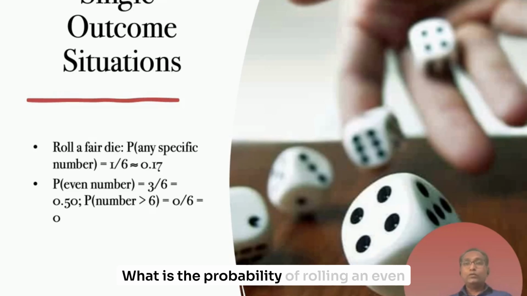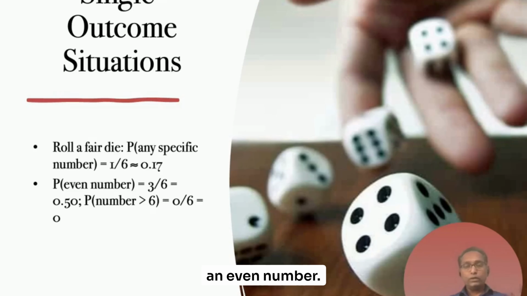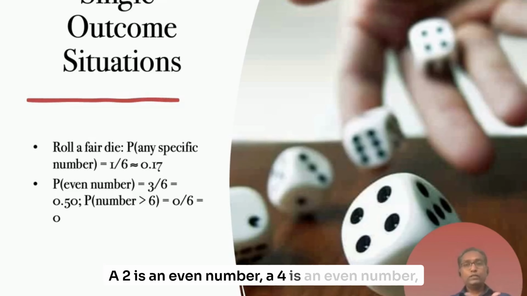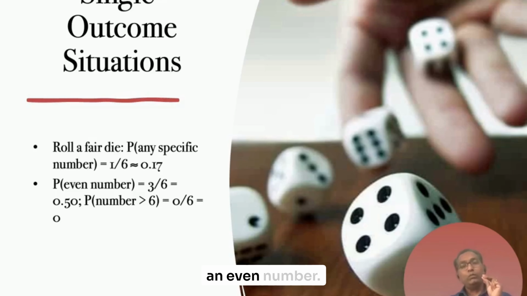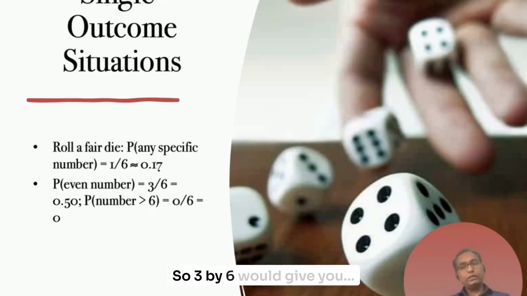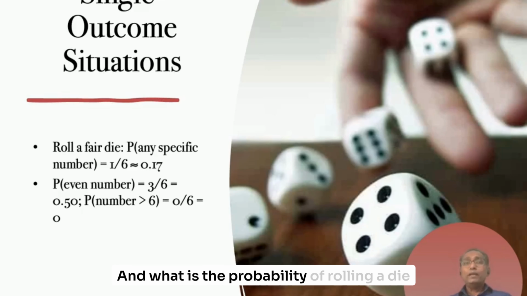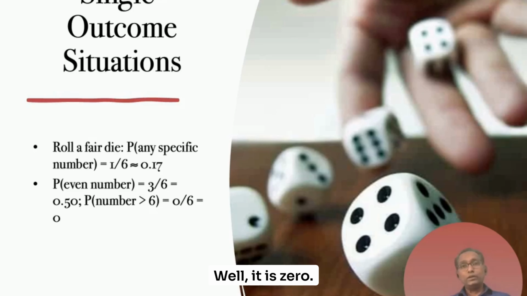So now let's look at another example. What is the probability of rolling an even number? Well, now there are different ways of getting an even number. A 2 is an even number, 4 is an even number, 6 is an even number. So there are 3 different ways of getting an even number. So 3 divided by the total number of possible outcomes, 6. So 3 by 6 would give you, what is it again? Yes, 1 by 2. And what is the probability of rolling a dice greater than 6? Well, it is 0, right?